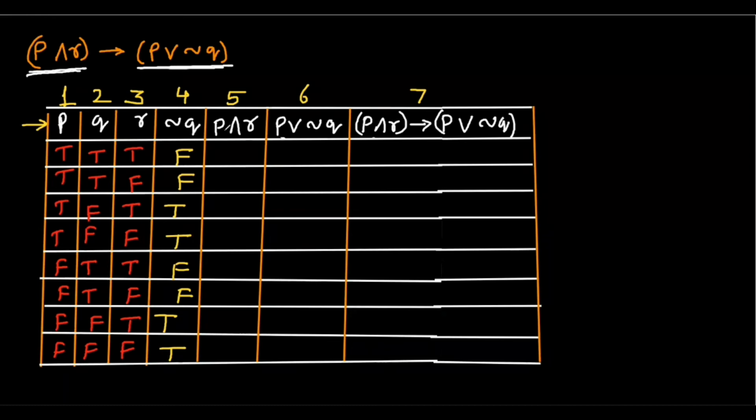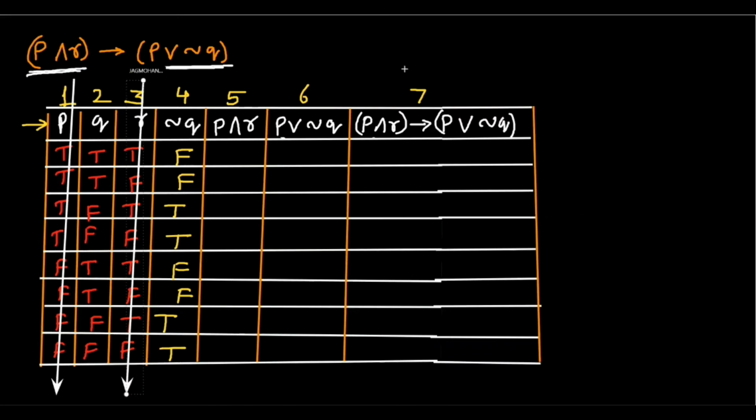Now come to the fifth column. What is the fifth column? I have the conjunction of P and R. P is the first column and R is the third column. So I have to get the conjunction of these two columns. Remember, students, the conjunction of this column with this column. Please mind it.